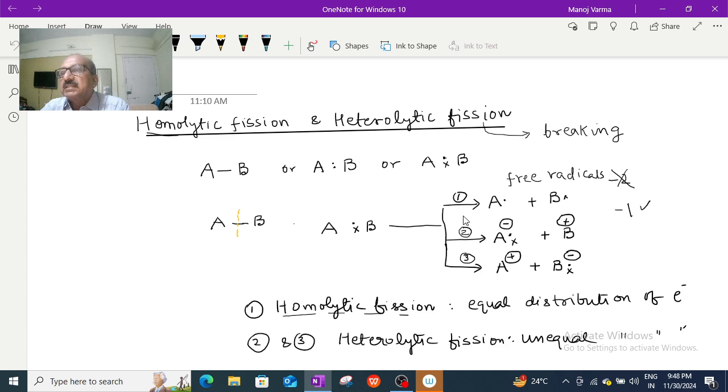You can easily understand that the electron pair gets distributed equally. So A gets one electron, B gets one electron, and now they are separate from one another. They are no longer having a bond. So we have put a plus sign.